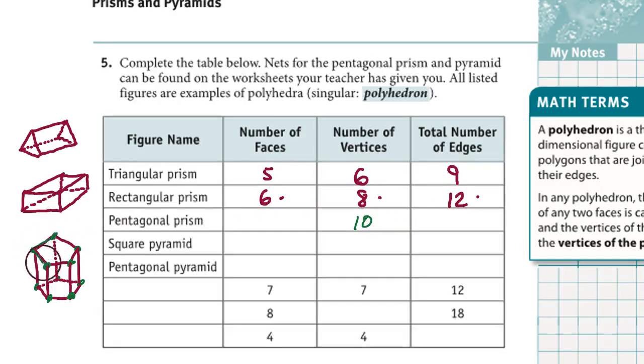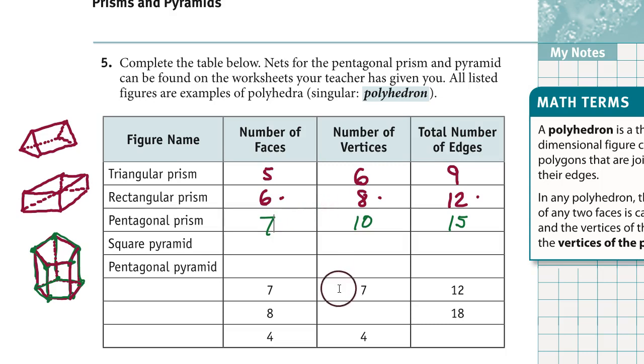Around the top, there are 5. Around the bottom, there are 5. And then there are 5 vertical edges. That's 15 edges. We're also asked how many faces it has. It has a top and it has a bottom. They're both pentagons. And then it has 5 rectangle lateral faces. So it has 7 faces.